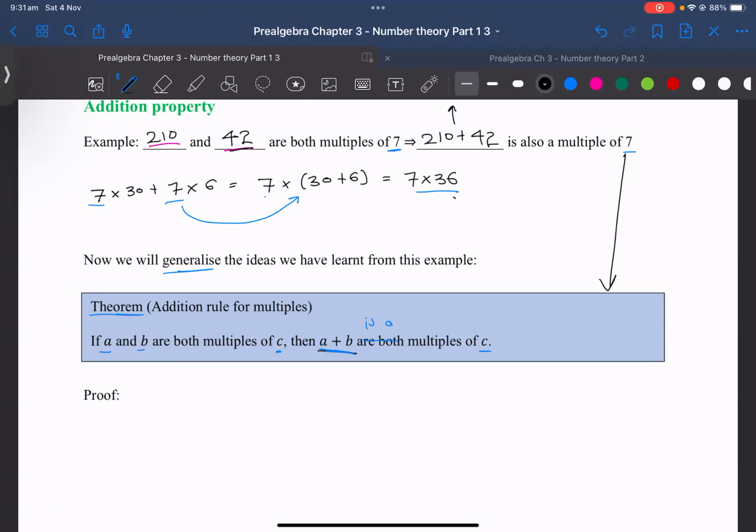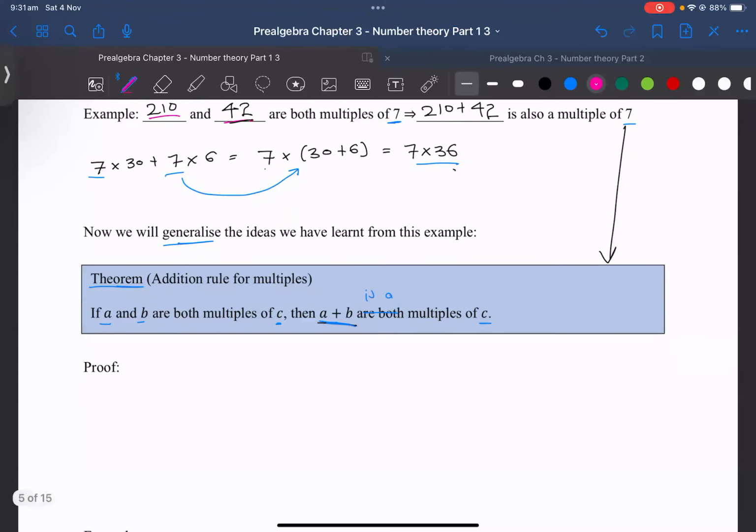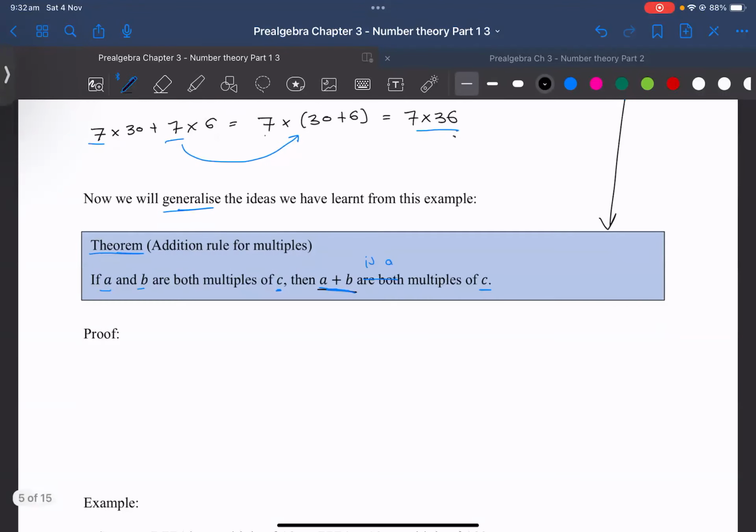The thing that makes proofs hard is knowing why something's true. We actually need to prove it, and to prove it, we can't just use specific numbers because that's an example. So here's a proof. You don't have to know this, but it's good to understand that it works with any number, right? If A is a multiple of C, you can write A as C times M. Do you agree?